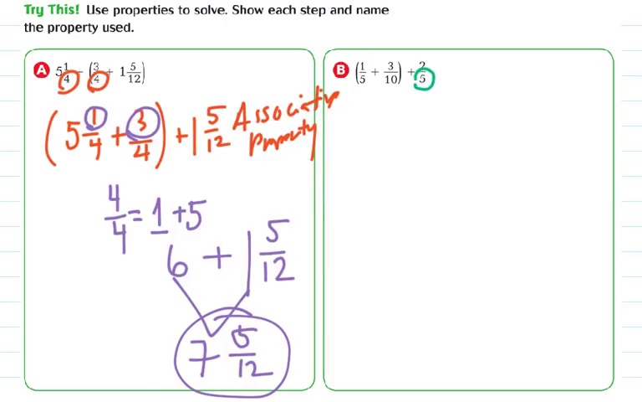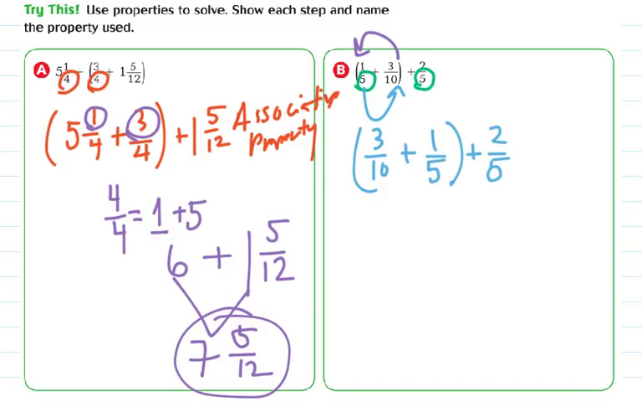We look and we see that we want to place the fractions that are not close to each other, close to each other. So right now we're going to use the commutative property. We're going to put the 3/10 where the 1/5 is, and the 1/5 is going to go where the 3/10 is. So we have 3/10 plus 1/5 plus 2/5. And we use the commutative property to help us with that.